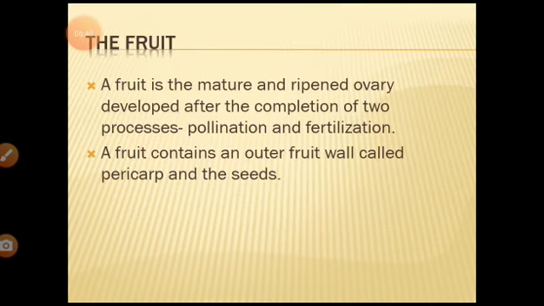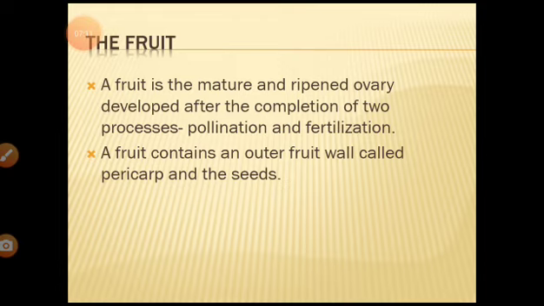Then the next topic is the fruit. After this, the ovary of the flower changes into a fruit. So what is a fruit? A fruit is the mature and ripened ovary. I told you the ovary turns into a fruit. The ripened ovary develops after the completion of two processes, pollination and fertilization. After this, the ovary is converted into the mature fruit.